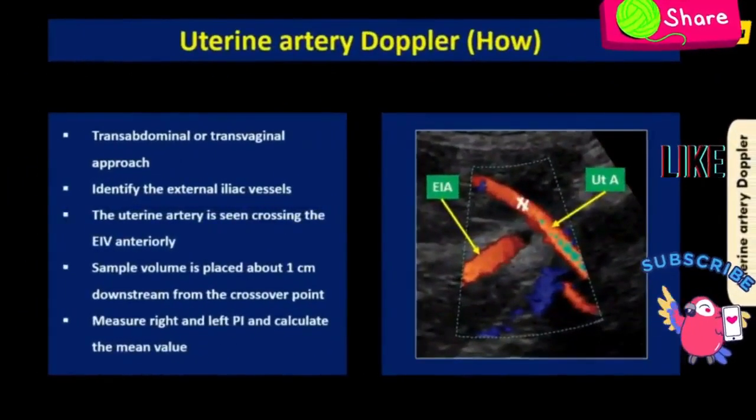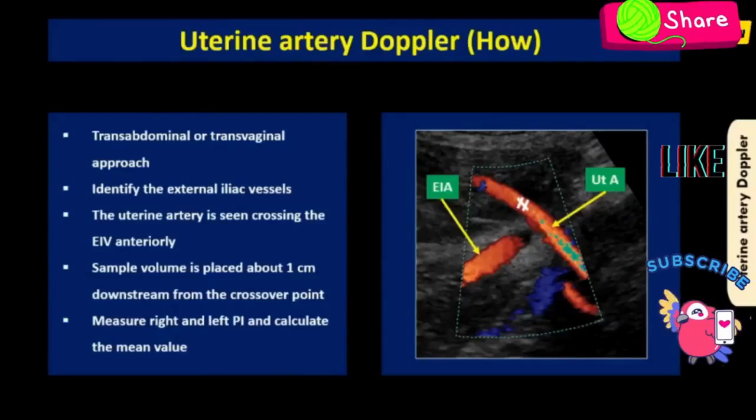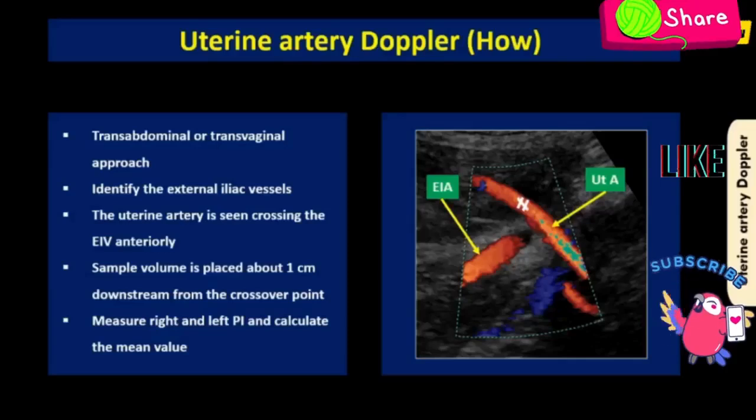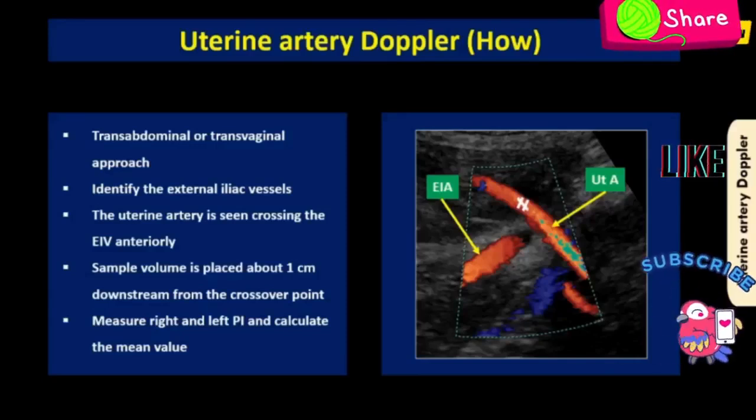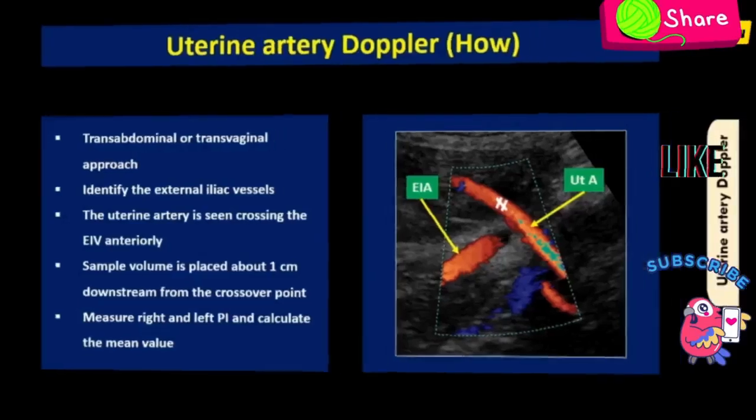How to do uterine artery Doppler examination? There are two approaches: transabdominal and transvaginal. On the transabdominal approach, first identify the external iliac vessels. The uterine artery is seen crossing the external iliac vessels anteriorly, as you can see on this image. The Doppler sample volume is placed about 1 centimeter downstream from the crossover point. Measure the right and left pulsatility index and calculate the mean value.